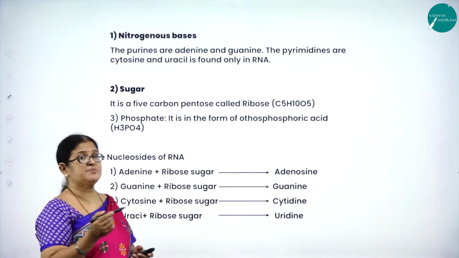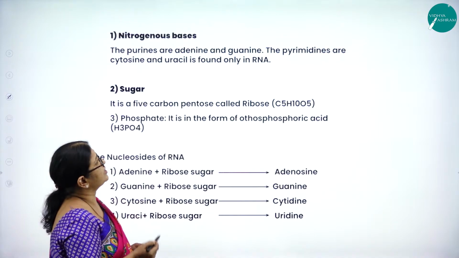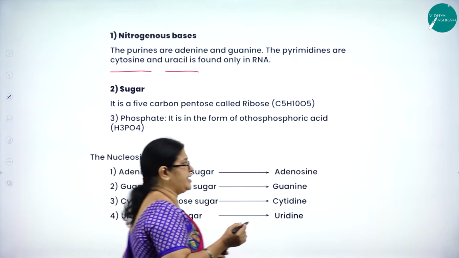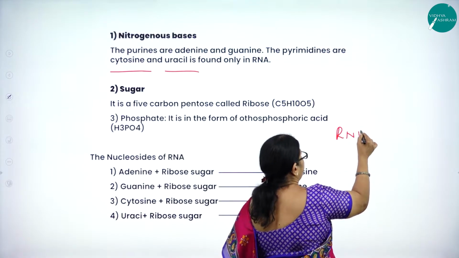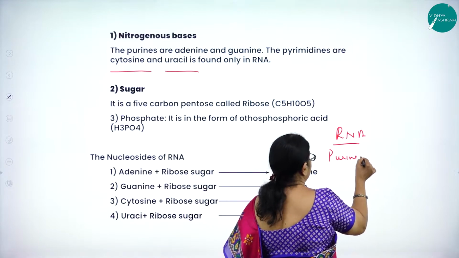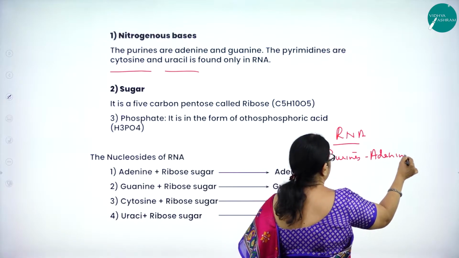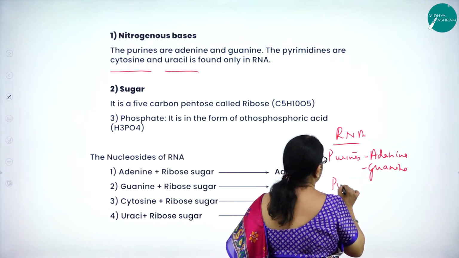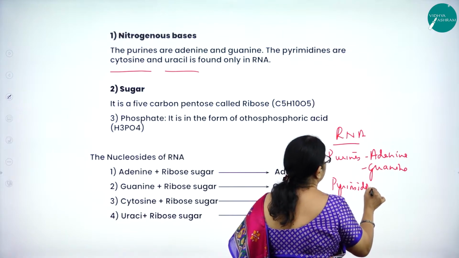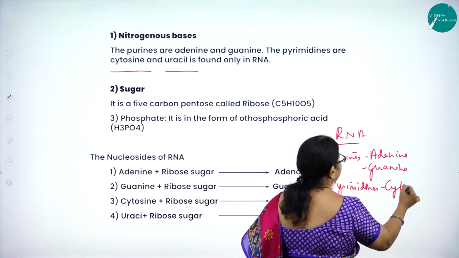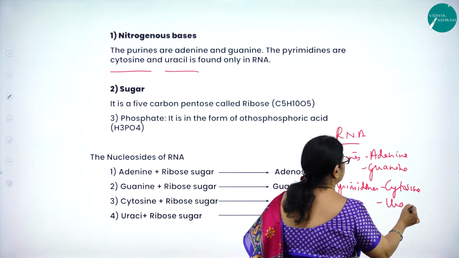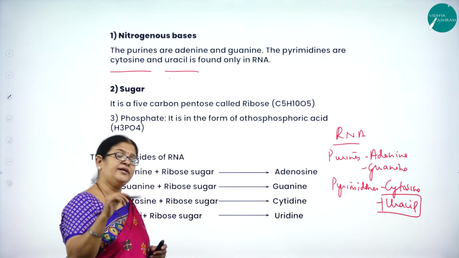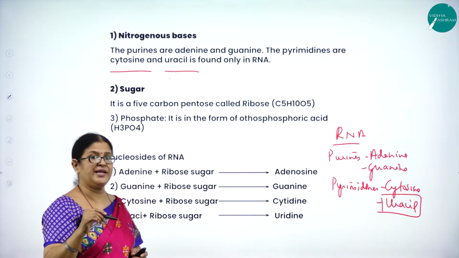Nitrogenous bases, as I said: the purines are adenine and guanine, the pyrimidines are cytosine and uracil. So in RNA, purines are adenine and guanine, and pyrimidines are cytosine and uracil. So here it is uracil. Very, very important: in DNA it is thymine, but in RNA it is uracil.